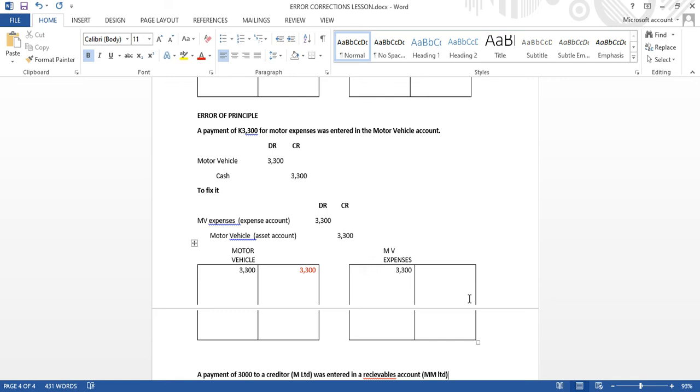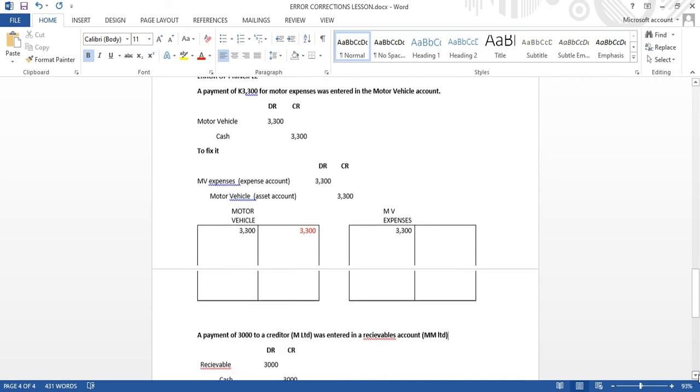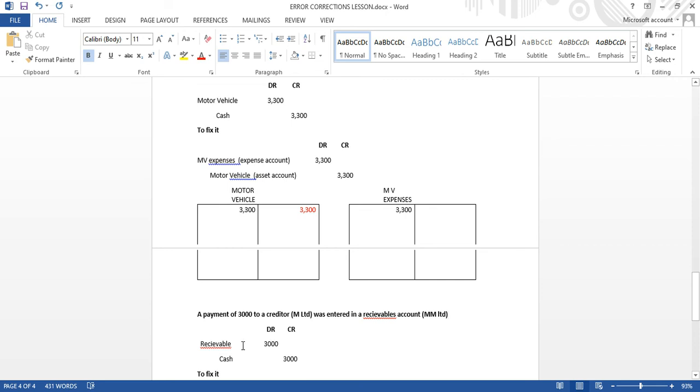We credit the cash account and debit the payables account. So here, the mistake we've made is that we've debited the receivable Limited. We're supposed to debit the creditor Limited.